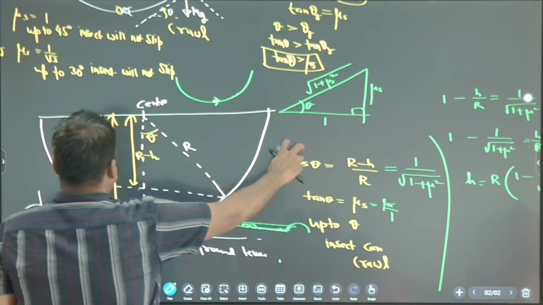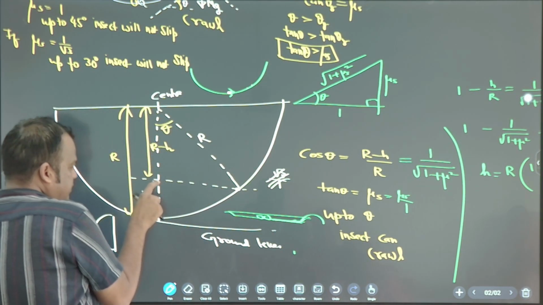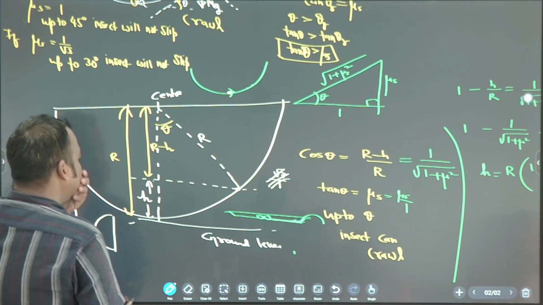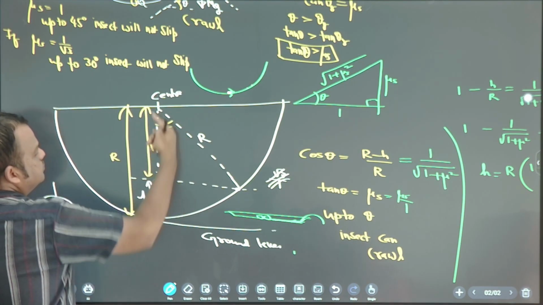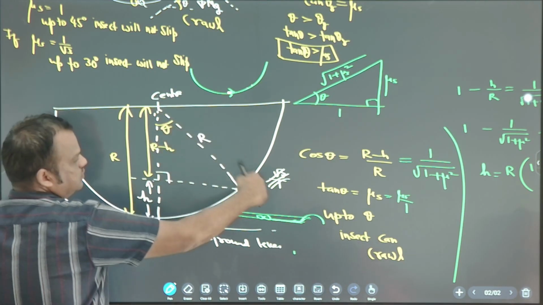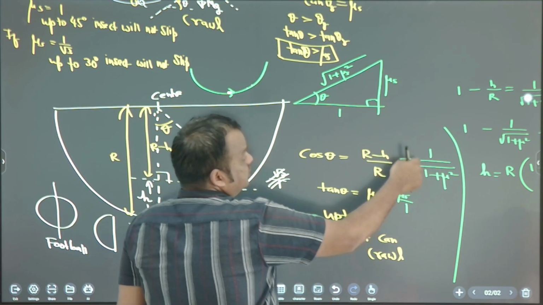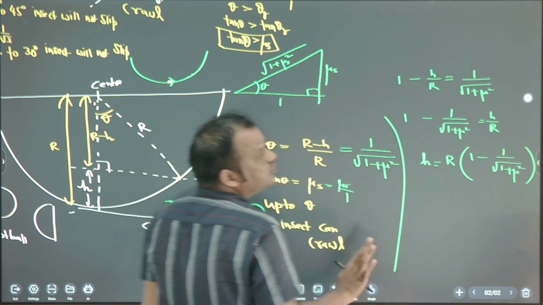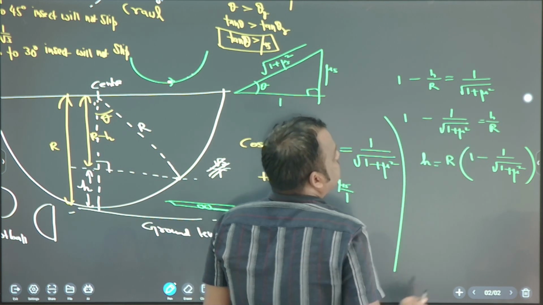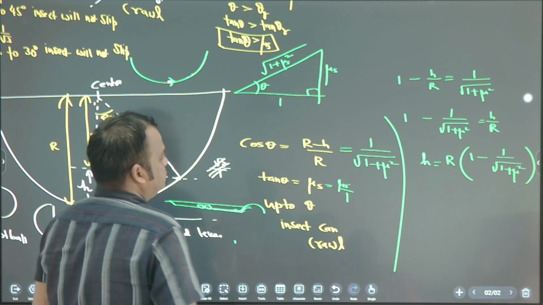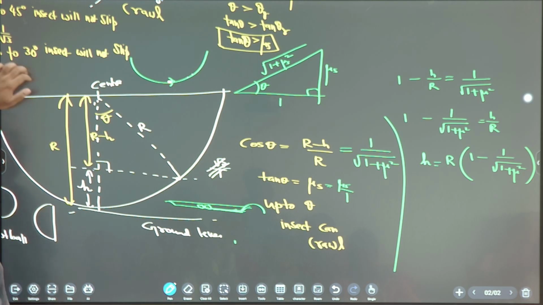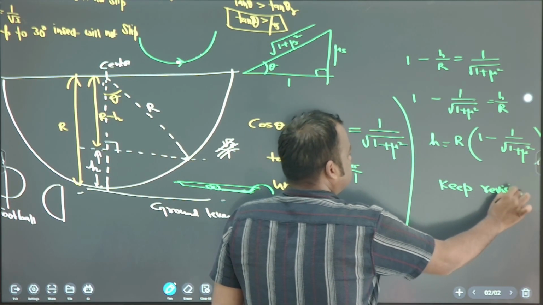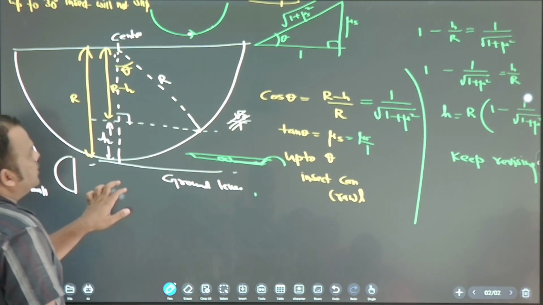And according to this diagram, this is R, this is height, this is ground level. So now you have to calculate height. So what is cos theta using this triangle? Using this triangle, R minus h by R. So that is 1 minus h by r is equal to 1 by square root of 1 plus mu square. Okay, clear? So just rearrange it. So this is the formula. Okay, done? Clear? Just remember it. Keep revising. Okay, done. So insect over.